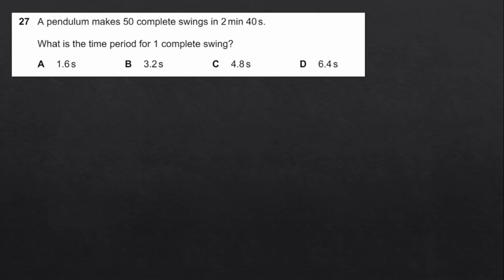Let's look at question 27. A pendulum makes 50 complete swings in 2 minutes 40 seconds. What is the time period for one complete swing? So for 50 swings, it takes 2 minutes 40 seconds. Let's convert this into seconds. So 2 minutes 40 seconds is 120 seconds plus 40 seconds, and that would be 160 seconds. So for 50 swings, it takes 160 seconds.